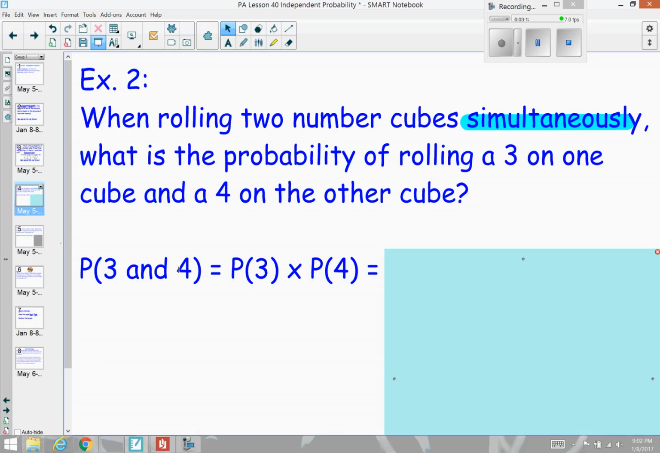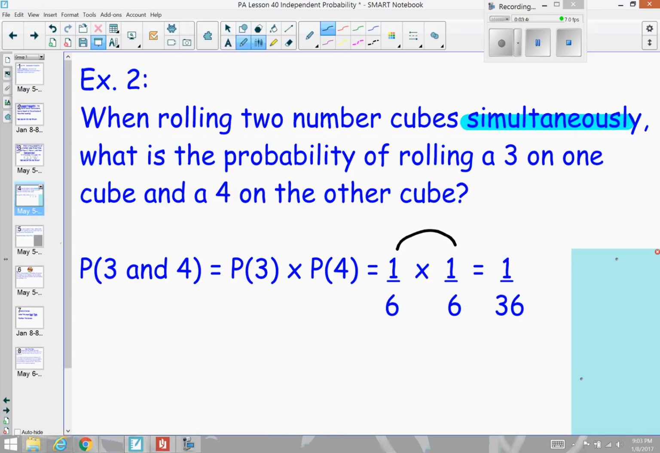So what is the probability of getting a 3? 1 out of 6, times the probability of getting a 4. That's also 1 out of 6. So the probability of getting that combination is 1 out of 36, because we did 1 times 1 to get 1, and 6 times 6 to get 36.